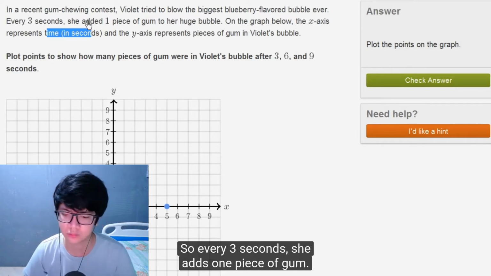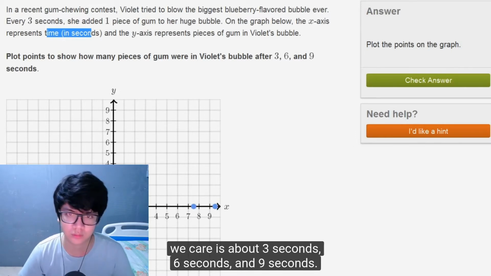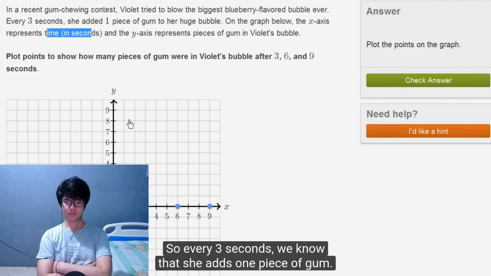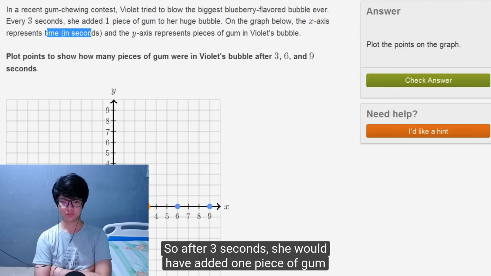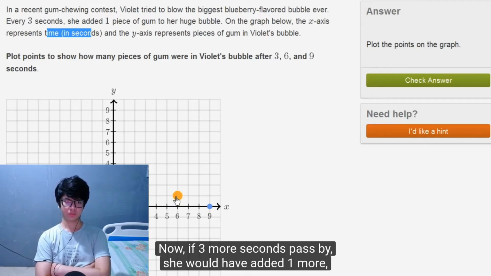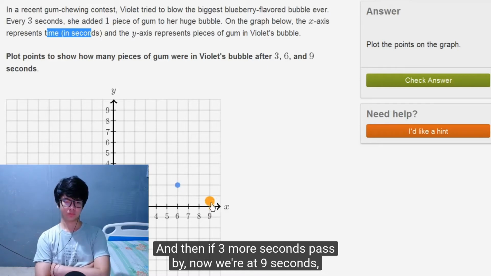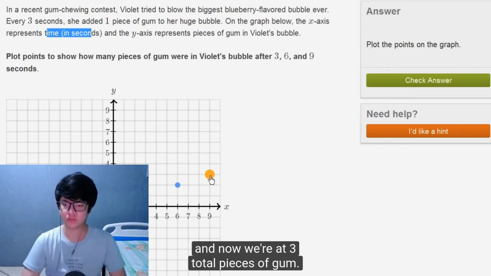So every 3 seconds she adds 1 piece of gum. So what we care about is 3 seconds, 6 seconds, and 9 seconds. So every 3 seconds, we know that she adds 1 piece of gum. So this is 0 right over here. We're not going to worry about negative time. So after 3 seconds, she would have added 1 piece of gum to her bubble. Now, if 3 more seconds pass by, she would have added 1 more, so now she would have 2 pieces of gum in her bubble. And then if 3 more seconds pass by, now we're at 9 seconds, she would have added 1 more piece of gum, and now we're at 3 total pieces of gum.